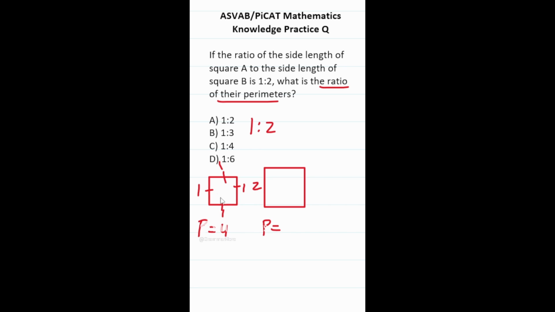So the perimeter of this square is 4. Again, we know the side length is 2. So all these other side lengths are 2. How are we going to find the perimeter of this square? Just add up all of its sides. That's going to be 2, 4, 6, 8. All right, so our two perimeters are 4 and 8. Let's find a ratio of those. That's 4 to 8, but we can reduce this by a common factor of 4. This is 1 to 2.